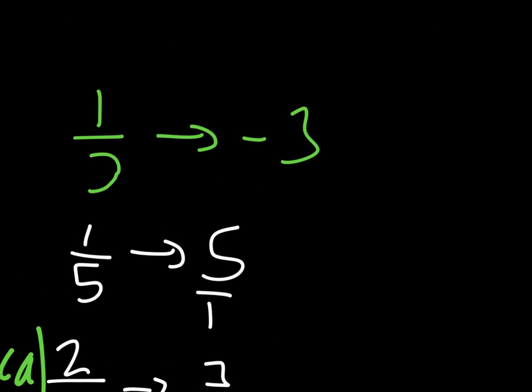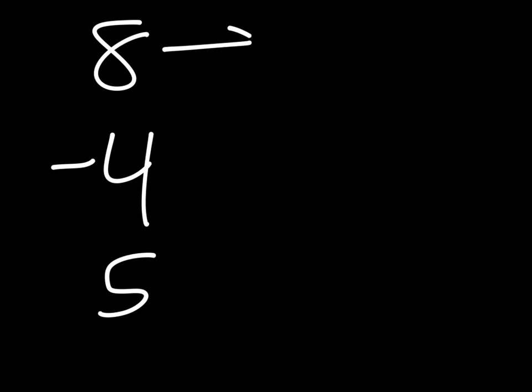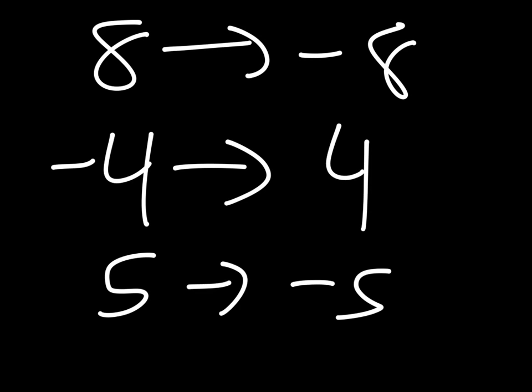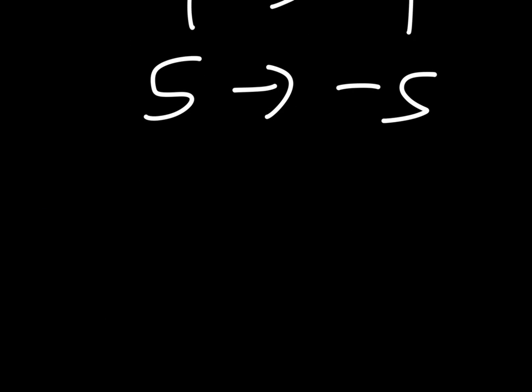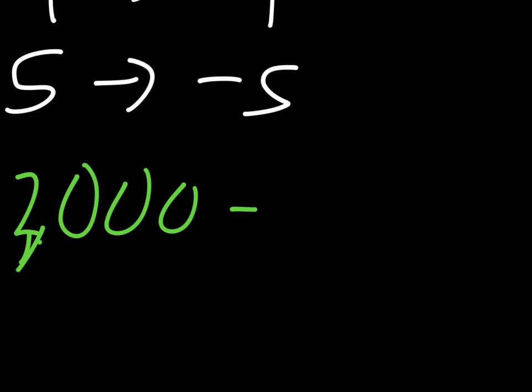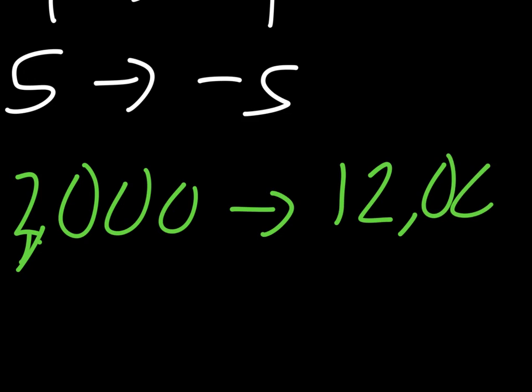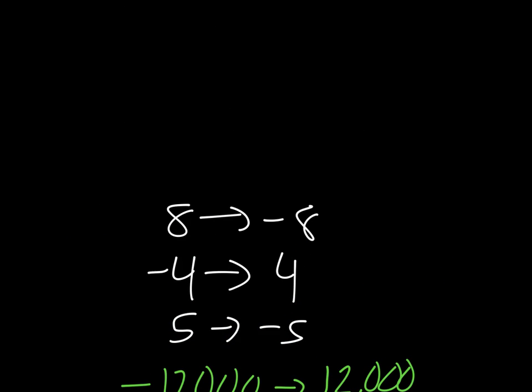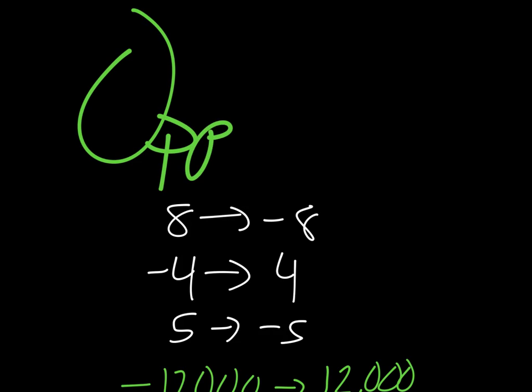Okay? Now, what are opposite numbers? Quite simple. If you have 8, if you have -4, if you have 5, the opposite is -8. The opposite is +4. The opposite is -5. If you have -12,000, the opposite is +12,000. All right? That's what that is. Cool beans? This is opposite.